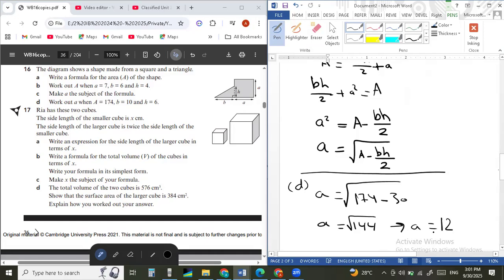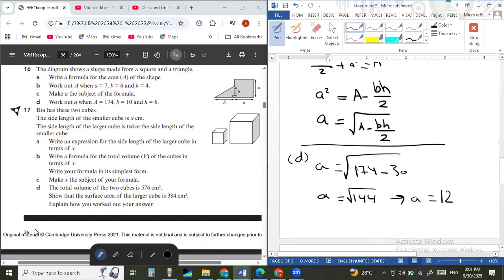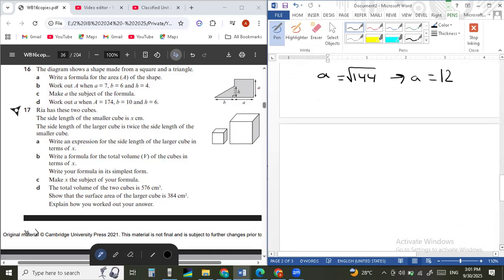It is positive or negative 12. But mister, this is length, the length of a side. There is no such thing as a length of a side that is negative. So it is positive 12. Now with the last question, question 17.